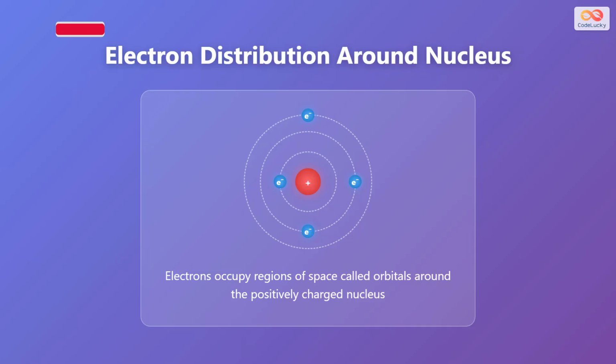Electrons don't just fly randomly around the nucleus. Instead, they occupy specific regions of space called orbitals. The nucleus at the center has a positive charge, while the negatively charged electrons are arranged in shells at different distances from the nucleus. This organized distribution creates the structure of every atom.